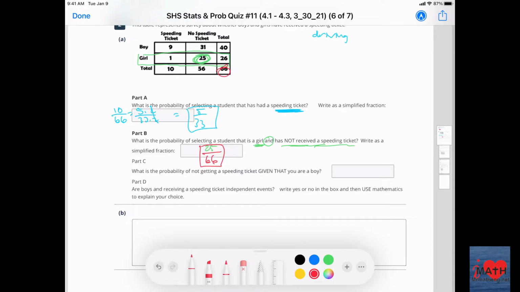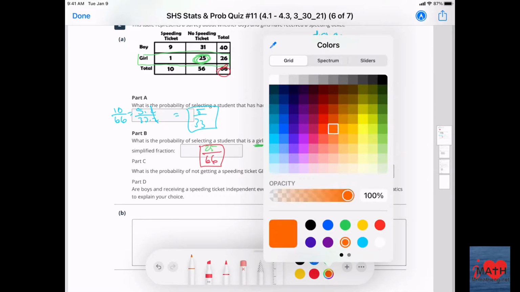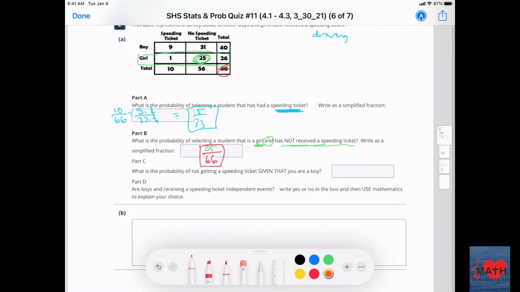Part C, what is the probability? What color have we not used? Let's go to orange. What is the probability of not getting a speeding ticket given that you are a boy? So the condition is that you are a boy, okay? So this basically means that your denominator total is 40. It's a condition, right? Only look at boys, okay?